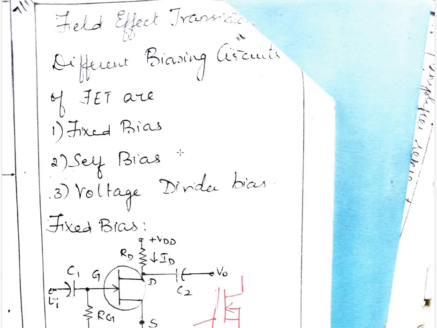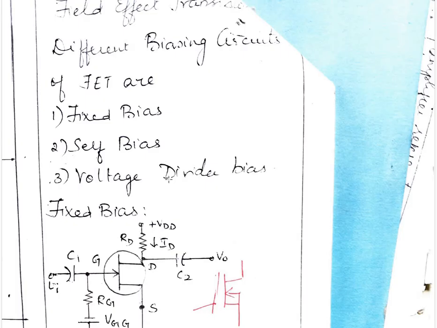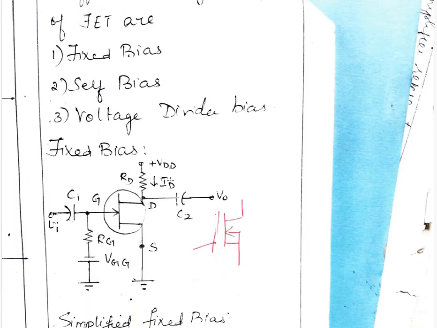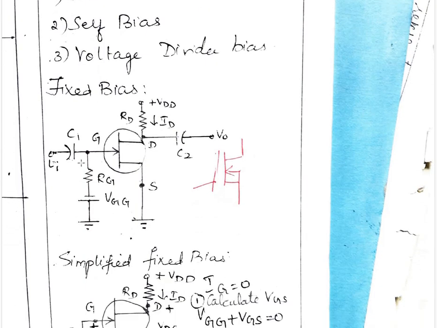Welcome. The topic is about MOSFET biasing. We have three types of biasing in FET: fixed bias, self bias, and voltage divider bias. This is the fixed bias circuit.